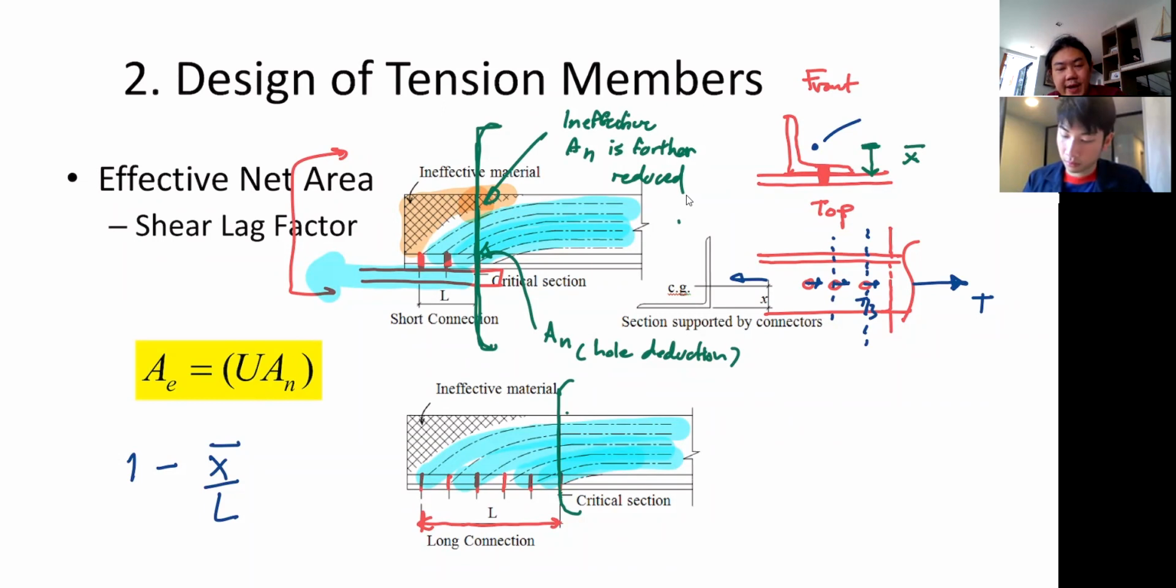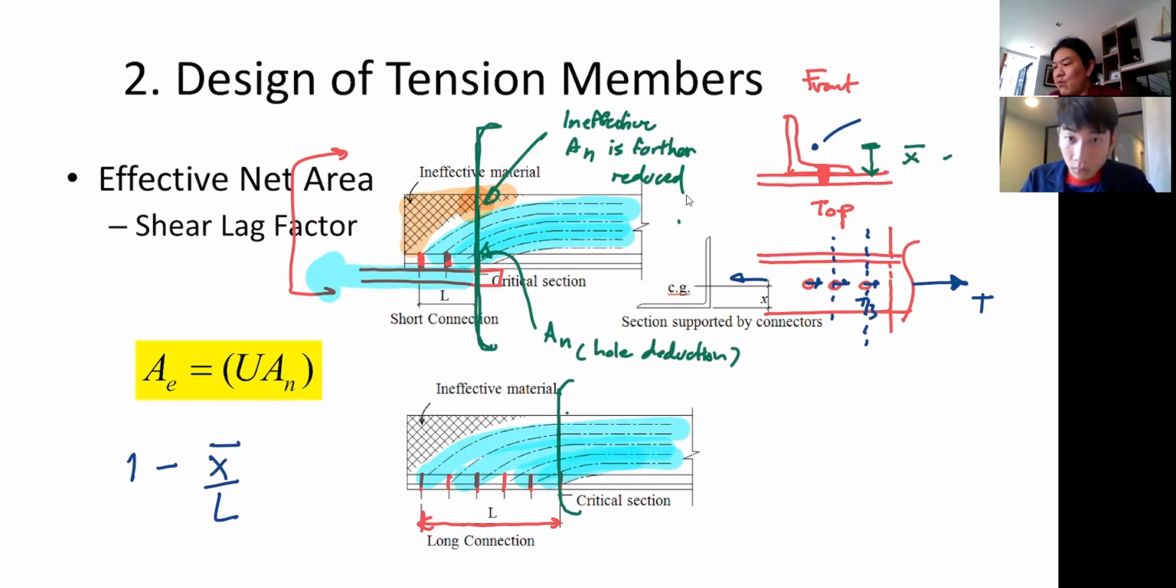X bar is a property of your cross section. If you can get your hands on the property of the cross section, which I just posted a few minutes ago, maybe you can download it now while listening or during the break. Pardon me for not doing it earlier, because I don't think we're gonna use that a lot today. That's why I'm just posting it. So that becomes a distance. It's a property of the section, so it's a fixed value.